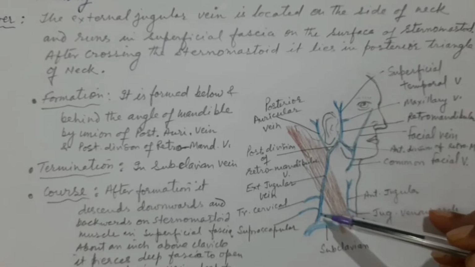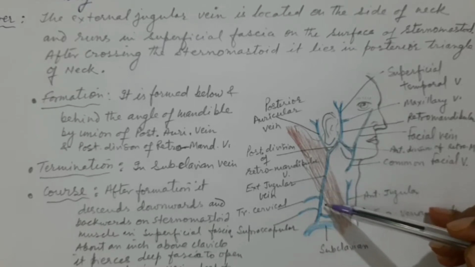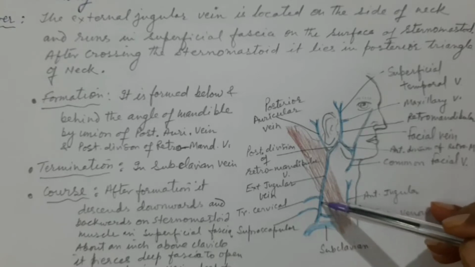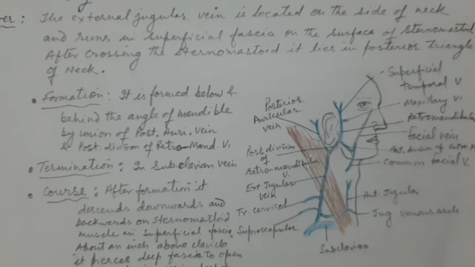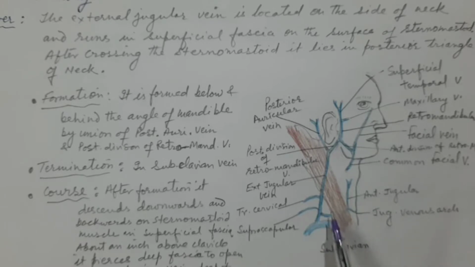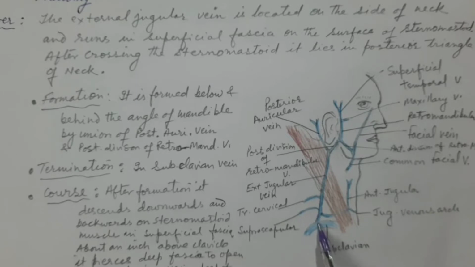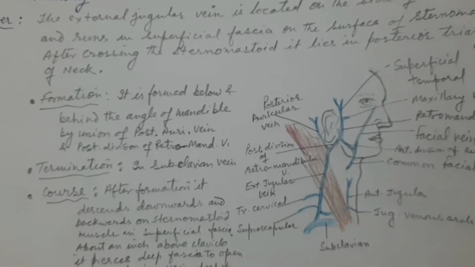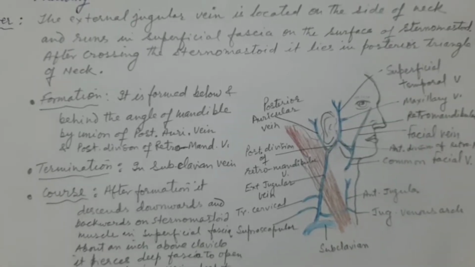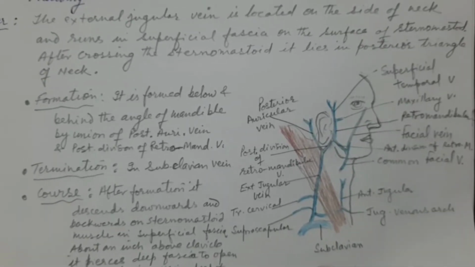Then about an inch above the clavicle, it will pierce the deep fascia, which is the general investing layer of the cervical fascia. So it pierces the deep fascia in the posterior triangle, the supraclavicular part of the posterior triangle. After piercing the fascia, this vein will go deep to the deep fascia, where it will open in the subclavian vein. This opening will lie just posterior to the clavicle, or deep to the clavicle.